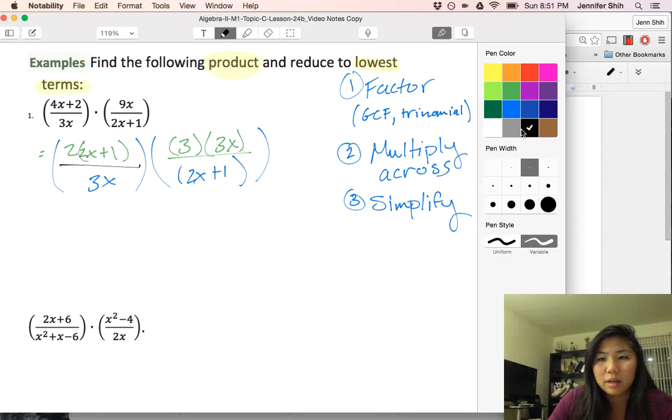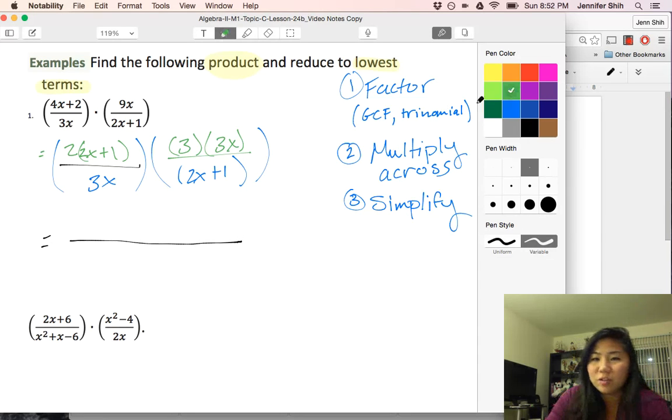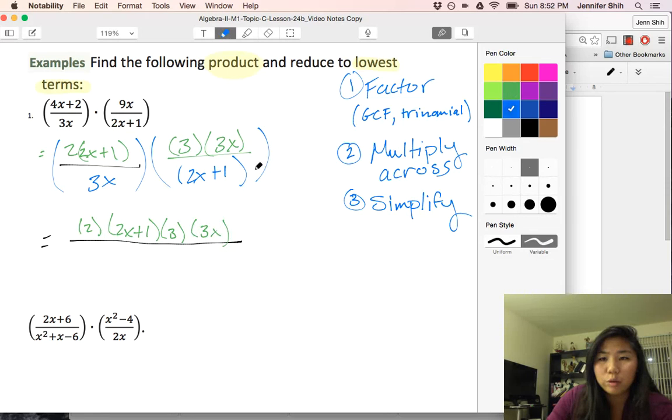Okay. Now, to simplify this, I'm going to multiply across. Now I'm going to draw a big bar, and I'm going to put all my factors together. I'm just going to copy down my factors, 2x plus 1, and then I'm going to reorganize: 3x over 3x and 2x plus 1.